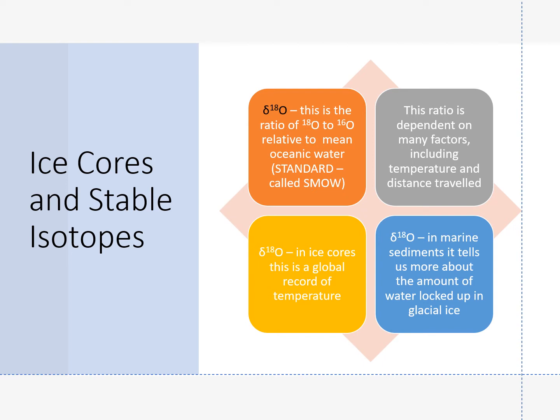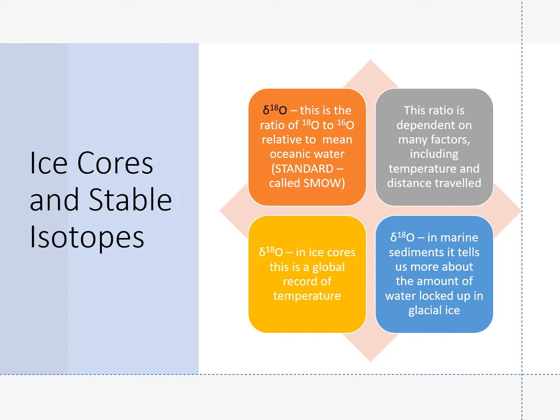The 4 main points that you need to understand about oxygen isotope records in ice cores are shown here. To denote the ratio of O18 to O16, we use delta O18. That's shown in black here. This value is the ratio of oxygen 18 to oxygen 16, standardized to SMOW. SMOW is the standard mean oceanic water.